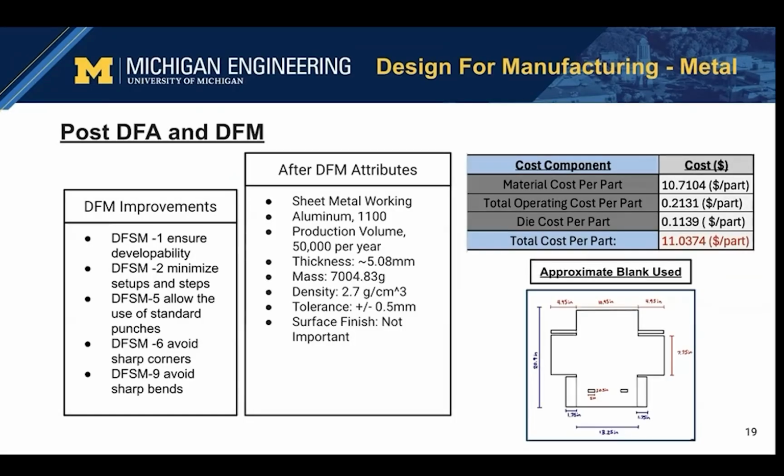This slide shows the design after applying our DfM improvements. We focused on making the sheet metal part easier to manufacture by ensuring the blank was developable, reducing extra setups and steps, using standard punches, and avoiding sharp corners and bends. These changes simplified the blank design and reduced the overall mass from about 10,894 grams to 7,005 grams. As a result, the material, operating, and die costs all decreased, bringing the total cost down from about $12.69 to $11.04 per part. Overall, applying these DFSM principles made the design more manufacturable and cost-effective.